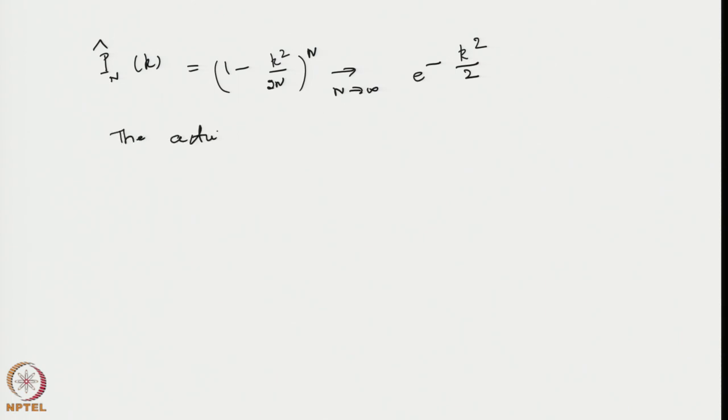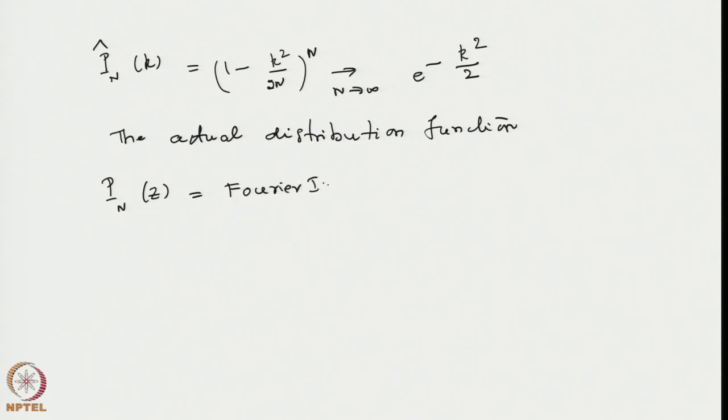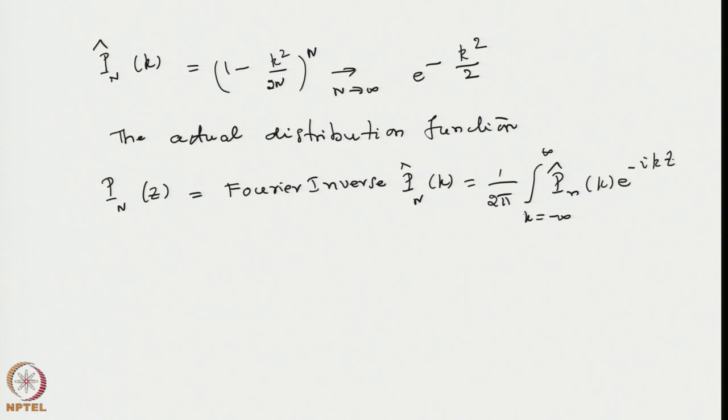So now from this, the next step is the actual distribution function of the variate z, p n z, that will be the Fourier inverse of p n k, which by definition is 1 by 2 pi integral over k, integrated from minus infinity to infinity, p n cap k e to the power minus i k z dk.